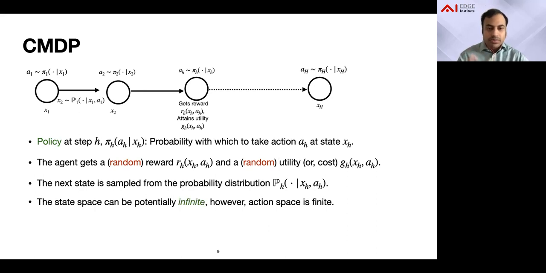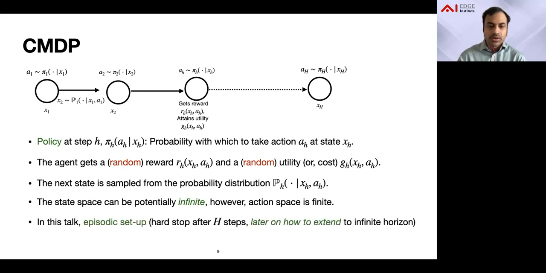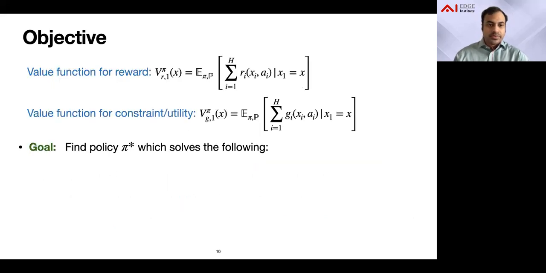And here we are talking about large scale systems. For example, the state space can be infinite, the state cardinality can be infinite, but we are restricting the action space to be finite throughout this talk. In this example, there is a hard stop after capital H steps, but I will show how you can extend it to the infinite horizon case as well.